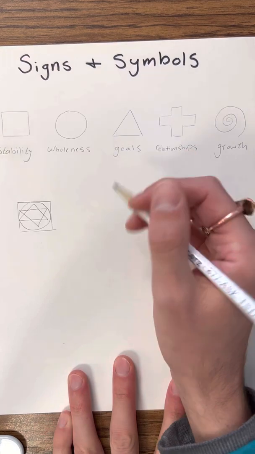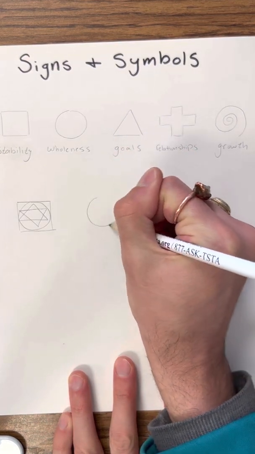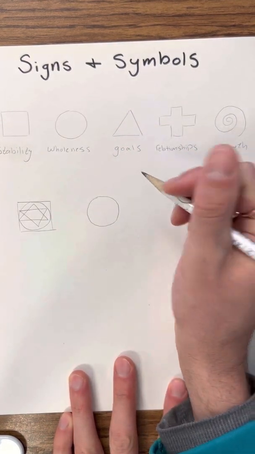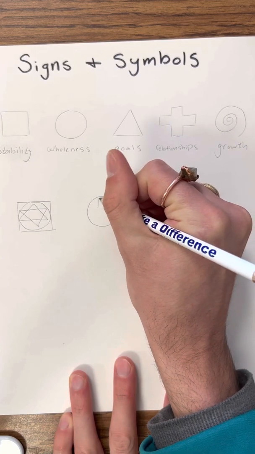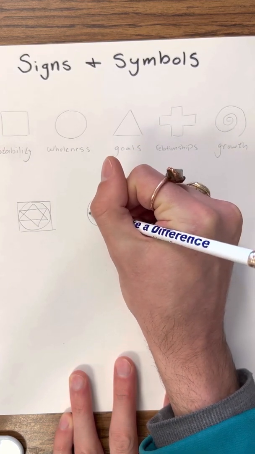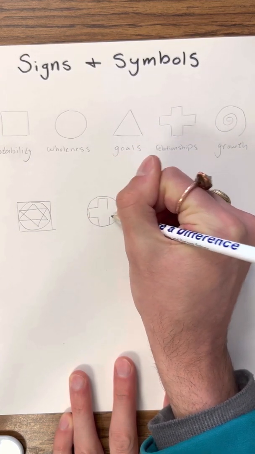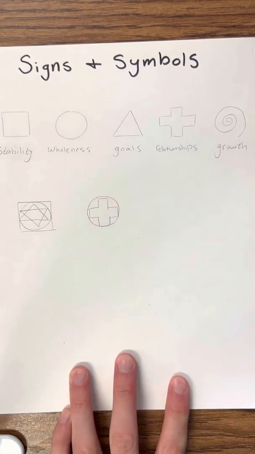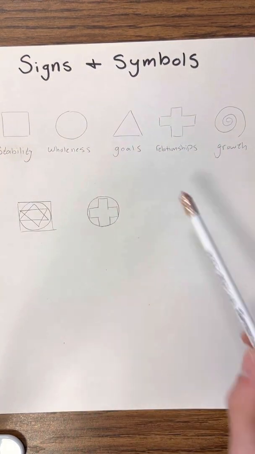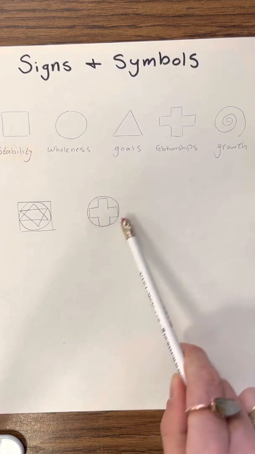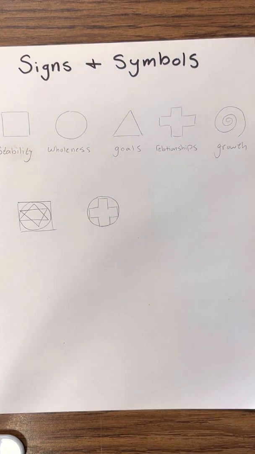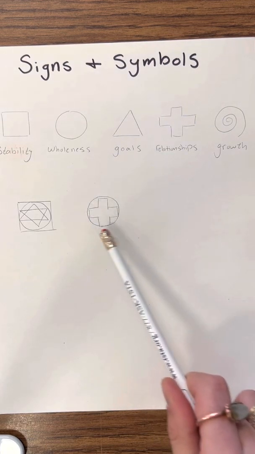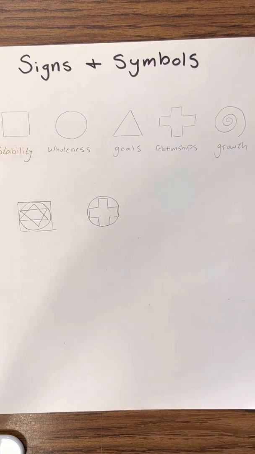Another symbol that we could try could be a circle. And then within the circle, we have a cross. Our relationships make us whole. Or you could also say that eternal balance is seen through this image.